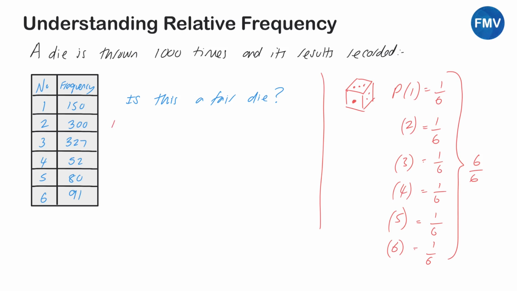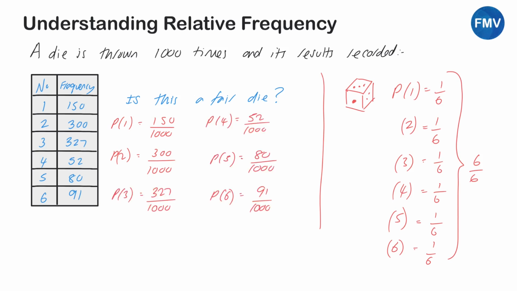So if we look at these, the chance of getting a 1, we already know, is 150 out of 1,000. Chance of getting a 2 is 300 out of 1,000, and I'll write the rest down now. So here we have each probability, and you can see they are not even. They're not the same, or they're not even close to the same. So because this die has got a few that are significantly higher than others, it's clear to say at this point, after 1,000 throws, this does not look like a fair die because none of these will reduce close to 1 out of 6.